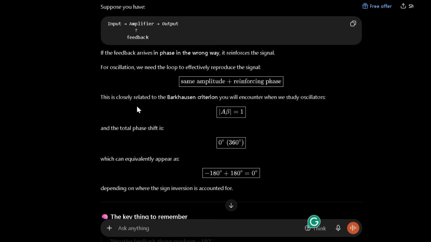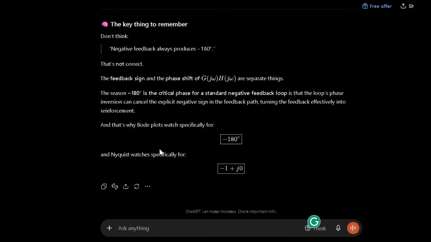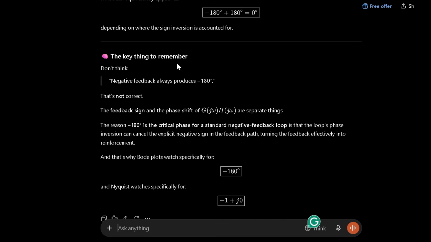Think of an amplifier. The amplifier property phase shift is 0. The feedback sign and the phase shift of G(j omega)H(j omega) are separate things. Negative feedback always produces minus 180. So we use negative feedback for open loop and closed loop systems. In control systems, we use negative feedback.